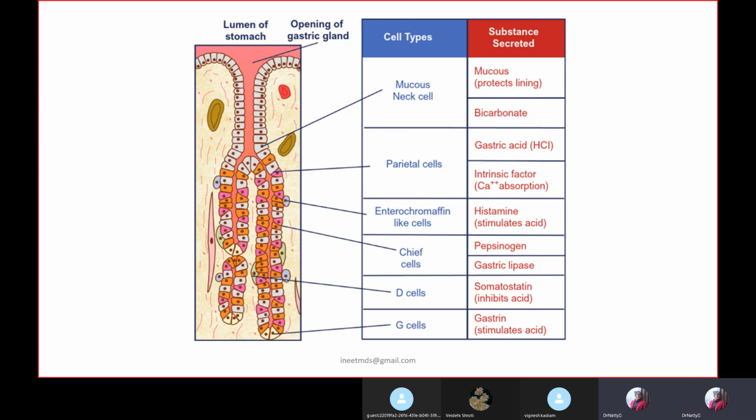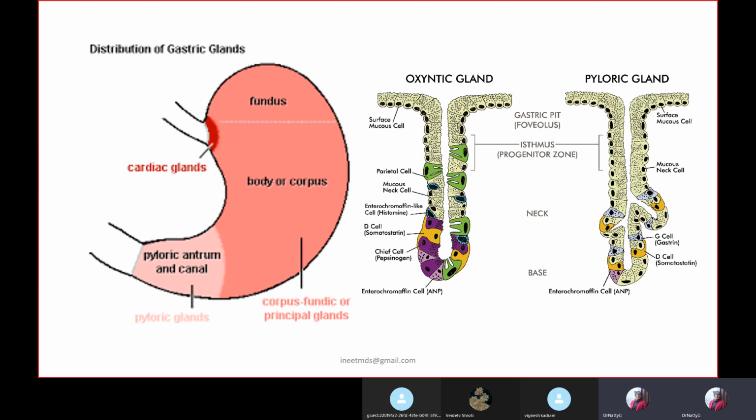Now, knowing the types of gastric cells and the substances secreted, the next important point is what the parts of the stomach are and where the cells are concentrated. Some parts will have more of some cells, and some parts will have more of another group of cells. So it is very simple.